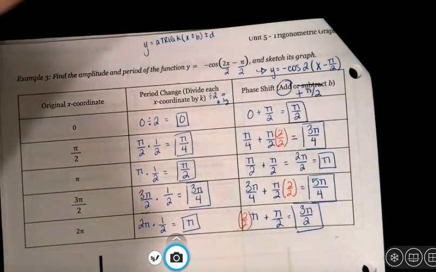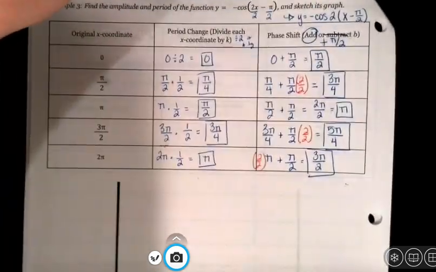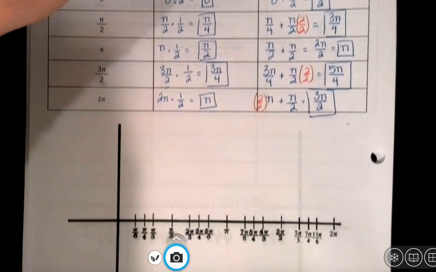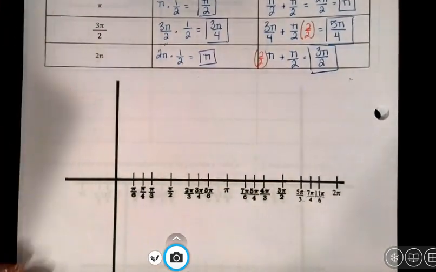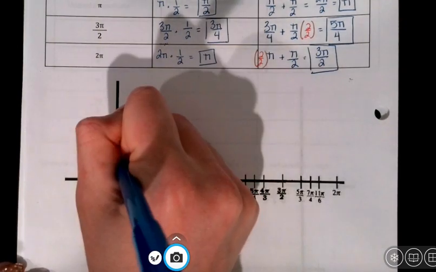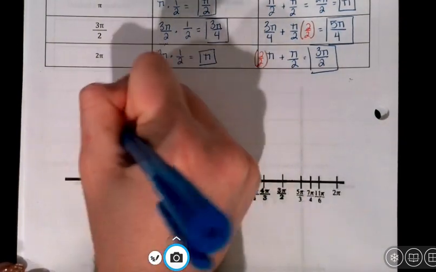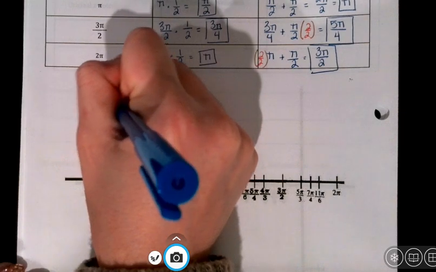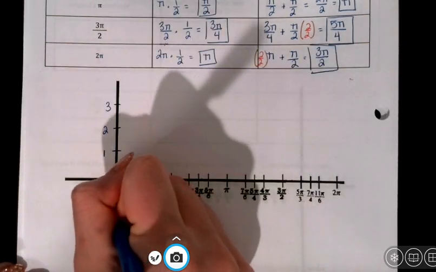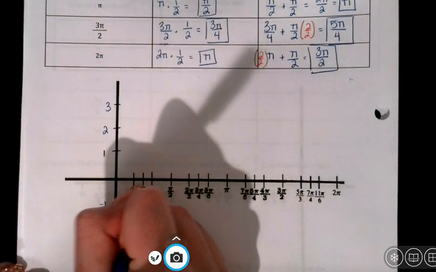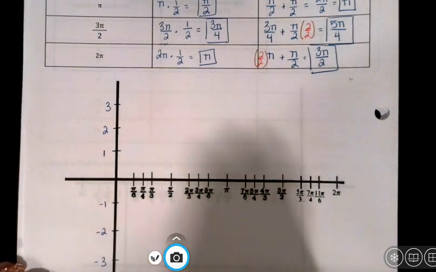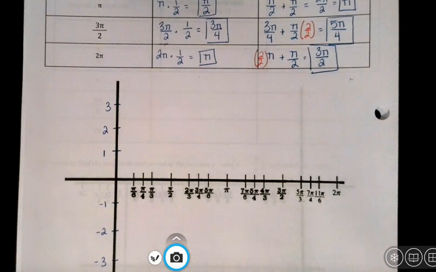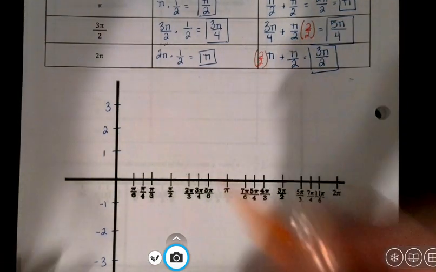So to graph this curve, I'm going to scoot this up a little. I got to go a little bit further. It was a cosine graph, so I am going to add in my scale here. And I'm just going to go up to about 3 because my amplitude is 1 and I do not have a vertical shift, so I'm not going up or down at all. But I think a scale up to 3 is good. So I'm going to start with my original cosine curve.